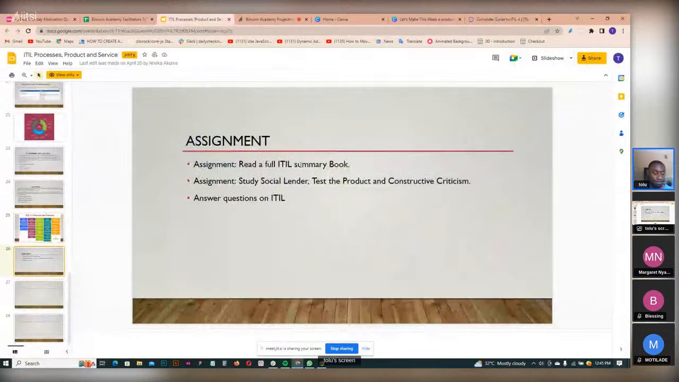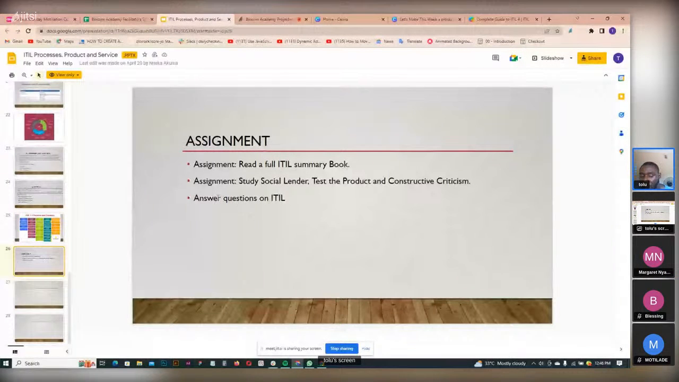read a full ITIL summary book, and also study, test the product and give constructive criticism, and answer questions on ITIL. I have a question app for you. We are supposed to read the full ITIL summary book online? Yes, online. And where are we supposed to answer the questions? That one, you are not answering questions, basically. You are just to read it.